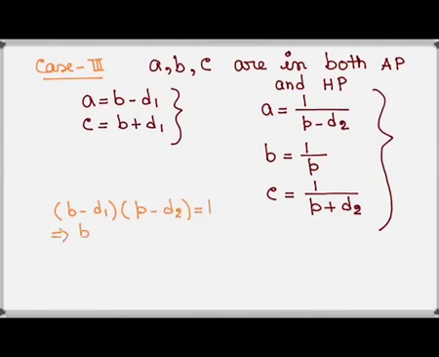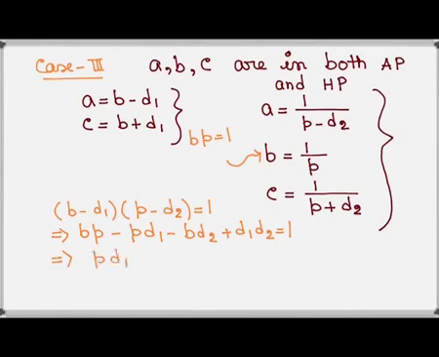That is, BP minus PD1 minus BD2 plus D1D2 is equal to 1. Now, from here we see that BP is equal to 1. Therefore, we get PD1 plus BD2 is equal to D1D2.